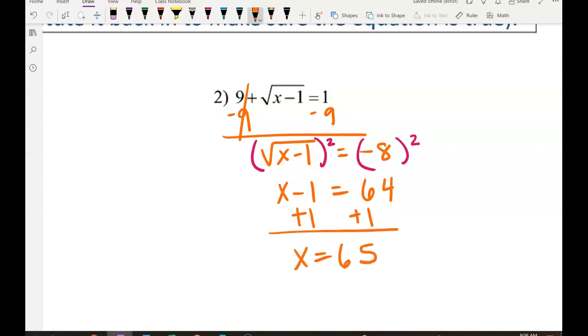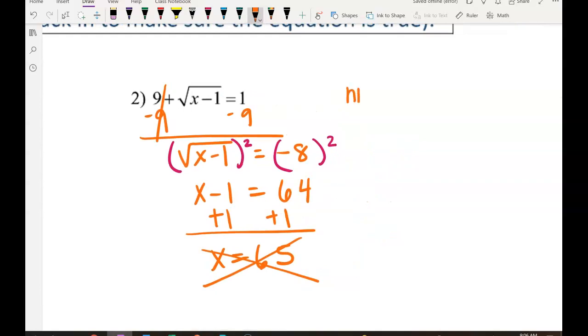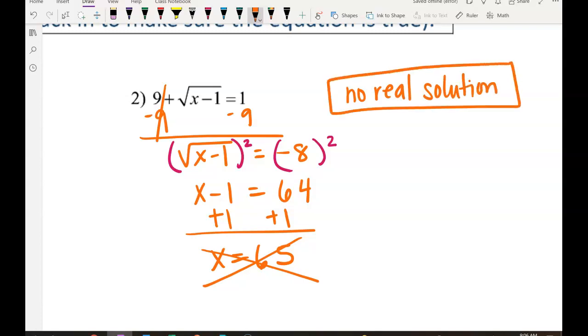Okay, and I take it you guys boxed that up? Did you guys think to check? All right, let's check. Ready? 65, take away 1, please. What is it? 64. Square root of 64, y'all? 8. 9 plus 8, does it equal to 1? No. So can I keep this? No. How do we write an answer again if we can't keep it? No real solution. You are correct. Good job. No real solution. Because we checked it, it did not come out to be 1.